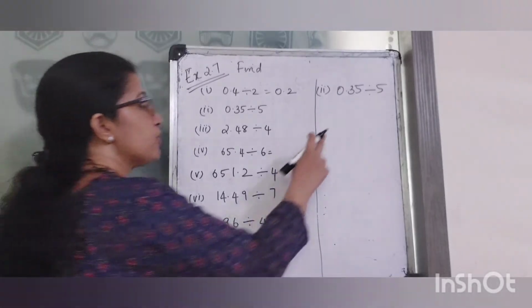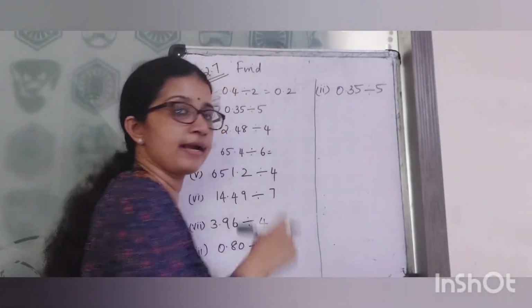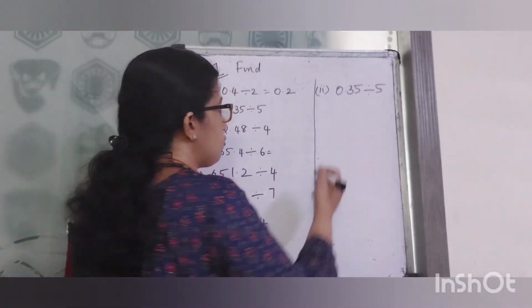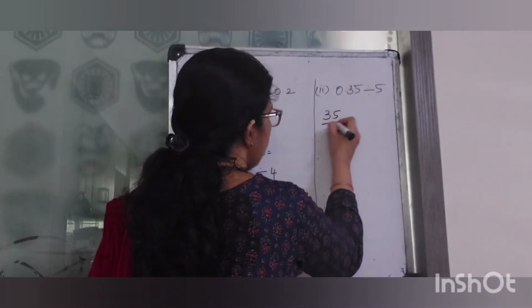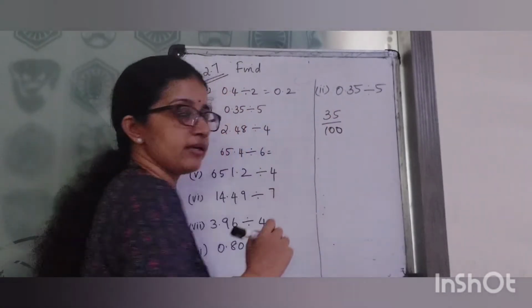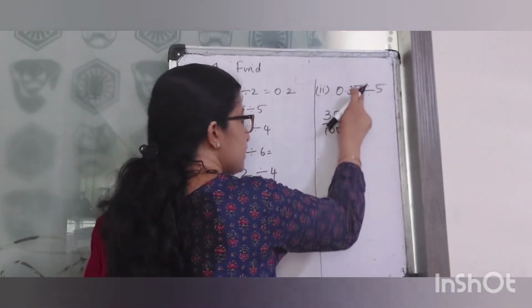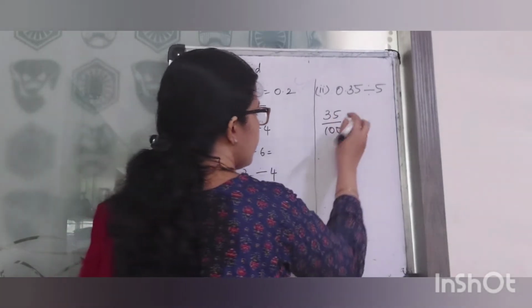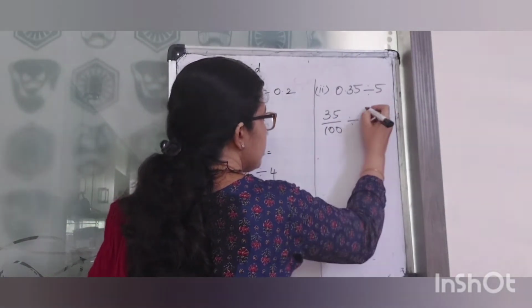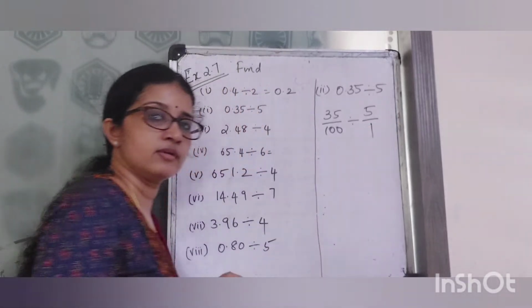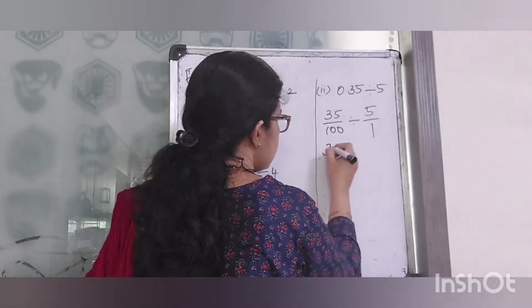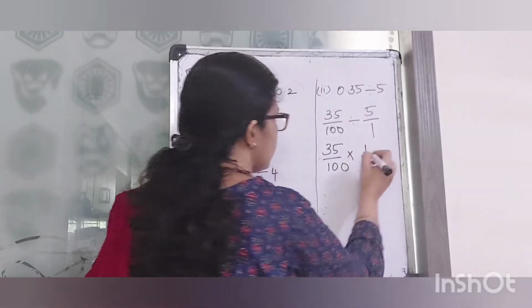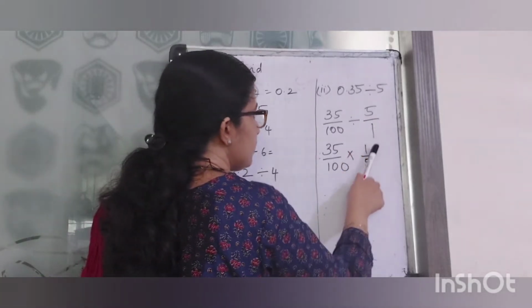So we have to convert both the things in the form of fractions, right? So 0.35, if we convert it into a fraction, what will we get? 35 by 100 gives 0.35, right? If there are two digits after the decimal point, we divide by 100, correct? So 35 by 100 divided by 5, which can be written as 5 by 1, can be written as 35 by 100 into 1 by 5. The reciprocal of 5 by 1 is 1 by 5.